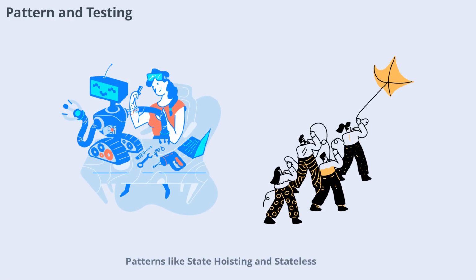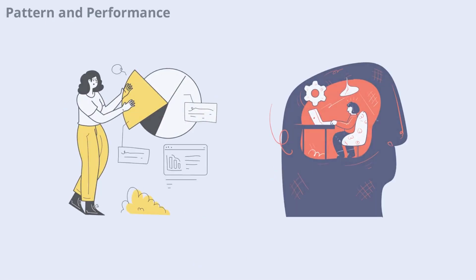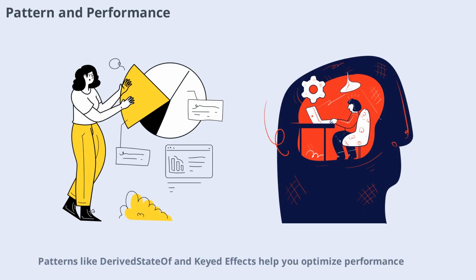Patterns like State Hoisting and Stateless composables make your code easier to test. You can write unit tests for your UI logic without worrying about side effects. This leads to more reliable apps and faster development cycles. Patterns like derivedStateOf and keyed effects help you optimize performance. By reducing unnecessary recompositions and side effects, your app runs smoother, even as it grows in complexity.